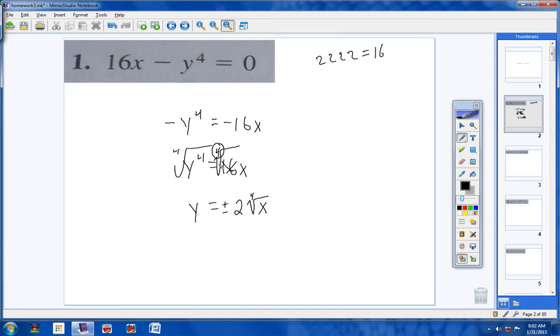Now, whenever you take the fourth root of something, you must put a plus minus in front of it. So, this equation does not represent y as a function of x, because if I put a number in for x, I'm getting out two answers. Let me give you an example, okay? If I put 81 in for x, the fourth root of 81 is 3, I think.